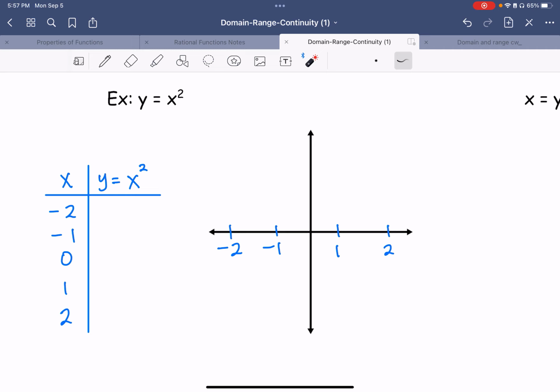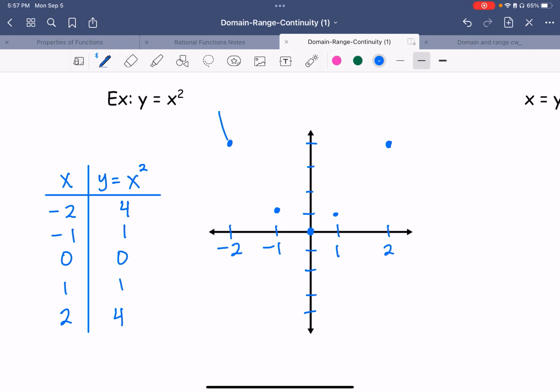Okay, -2 squared is +4, -1 squared is +1, 0 squared is 0, 1 squared is 1, and 2 squared is 4. So now that I have some points, I can go and plot them on our graph. 1, 2, 3, 4. 1, 2, 3, 4. Okay, so -2, +4, -1, +1, the origin, 1, 1, and 2, 4.